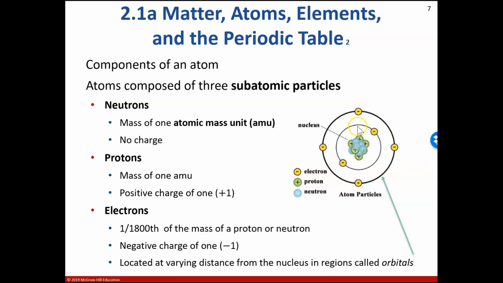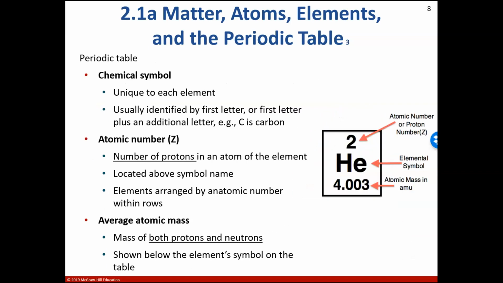And then the electrons, you can notice that they are going to be floating in a cloud around the other subatomic particles. They are 1/1,800th of the mass of a proton or neutron, and they have a negative charge, so that's why the little minus sign is in here, and they're located at varying distances from the nucleus in regions called orbitals. So we're going to talk about orbitals in the coming slides, but you could see the black rings here are the orbitals. The first orbital can hold 2 electrons, whereas the other ones after that are going to hold 8 electrons.